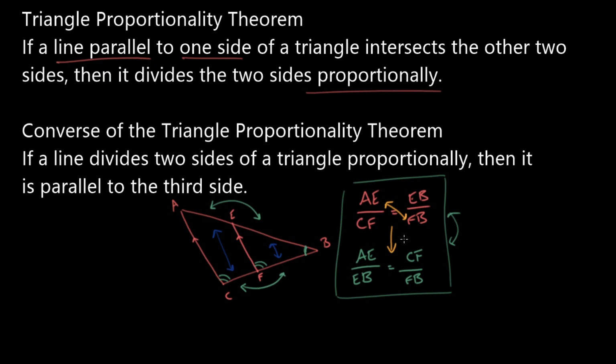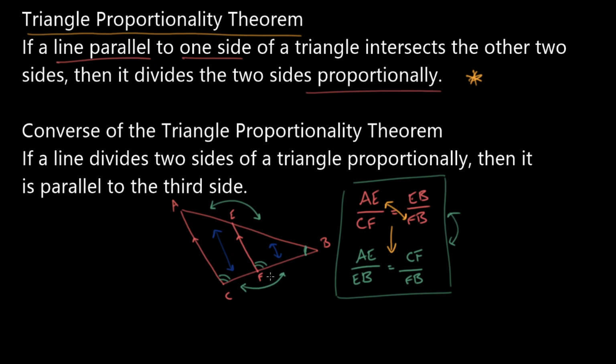So that is the triangle proportionality theorem, but the converse of this is also true. If I were to go the other way around, and start off with these triangles, not knowing that these two lines are parallel to each other, if the sides are divided proportionally, then AC and EF have to be parallel to each other. So the converse is also true. 9 times out of 10 we'll be using this one, but this could obviously come up as well. And so we can move in either direction.